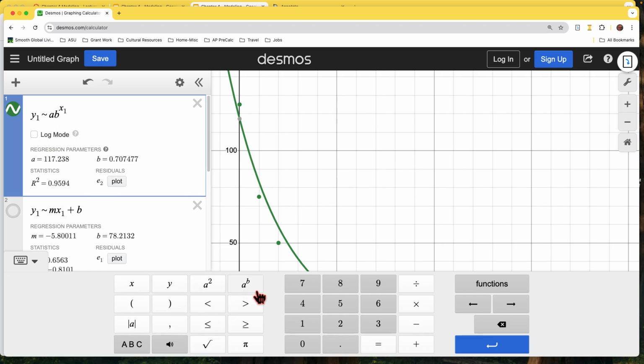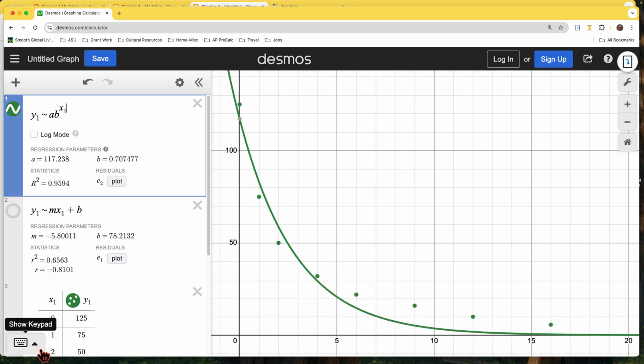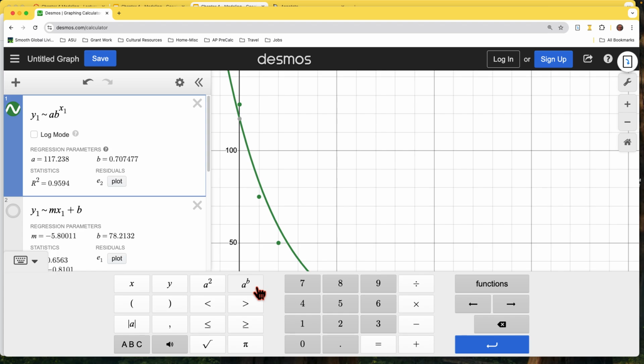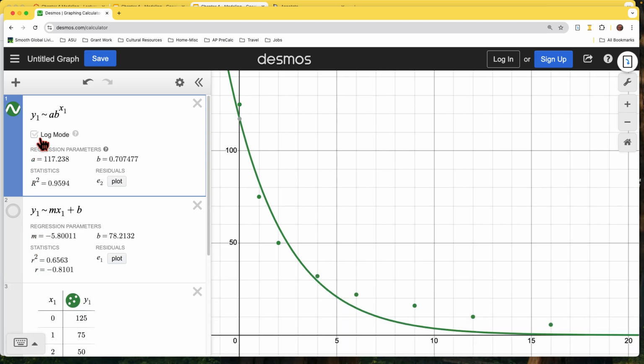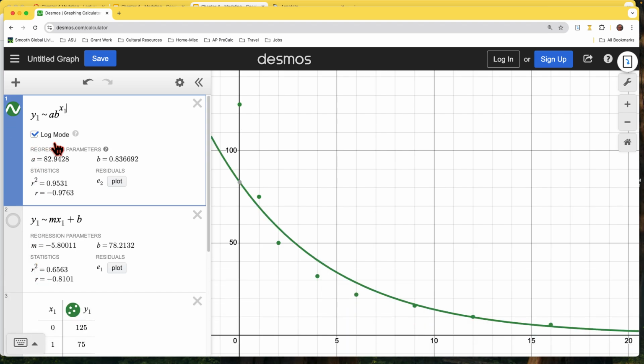You do this button here, A to the B. The keyboard's usually down, but you can pull it up, and you can do the A to the B button. And you want to check log mode every time you do this. Your answers will match the TI-84 calculator if you're doing this. They will match the answers in the homework. If you don't, your answers won't match, and they'll say you're wrong.